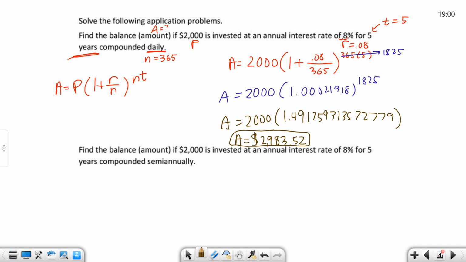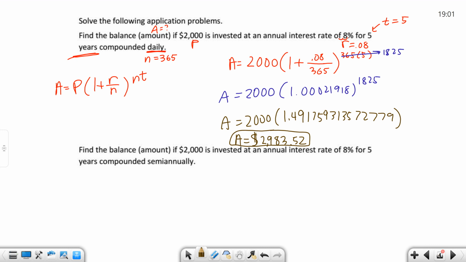For 5 years at 8%. It'd also be great if you could invest something at 8%. Your savings account at the bank is probably like 0.25%, or something like that. So, $2,983.52. Banks make money, right? They loan you money at 7% and give you money back at 0.25%. They make money. They wouldn't stay in business otherwise.